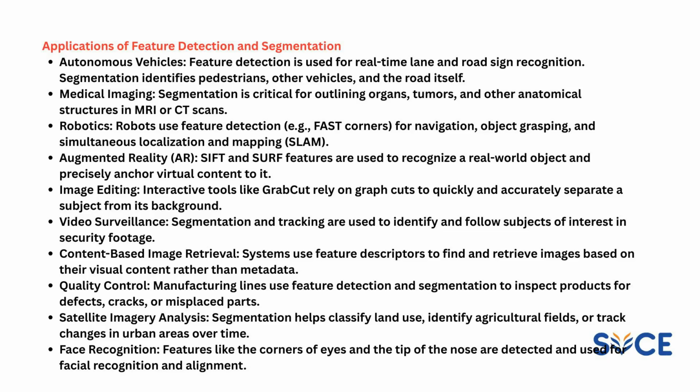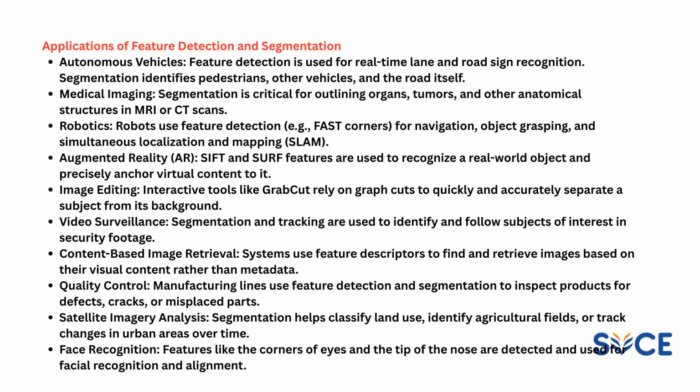Then image editing, with interactive tools like, for example, GrabCut in photo editing software, shows how powerful GrabCut can be. A user draws a rough outline around the person, and the algorithm uses an energy-based model to find the most accurate segmentation effortlessly, removing the background.